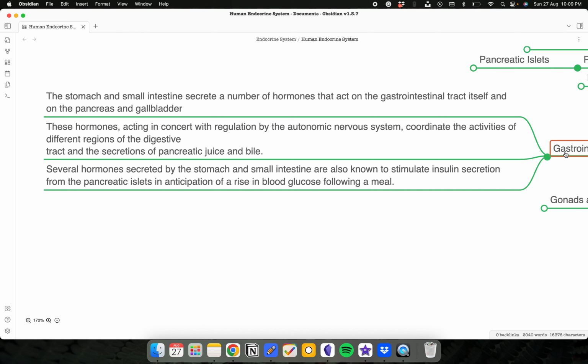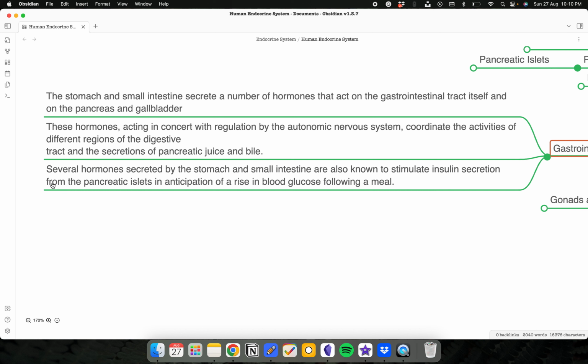In the gastrointestinal system we have just three points to remember. One is the stomach and the small intestine secrete a number of hormones that act on the gastrointestinal tract itself and on the pancreas and gallbladder. The second point is these hormones, acting in concert with regulation by the autonomic nervous system, coordinate the activities of different regions of the digestive tract and secretion of the pancreatic juice and bile released from the gallbladder.